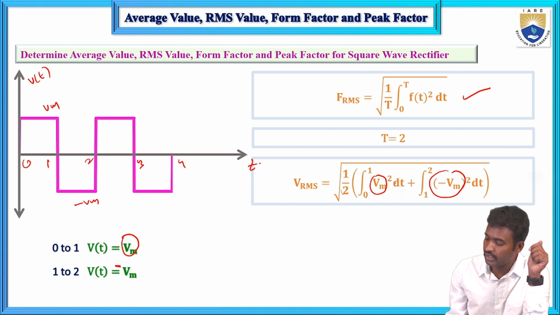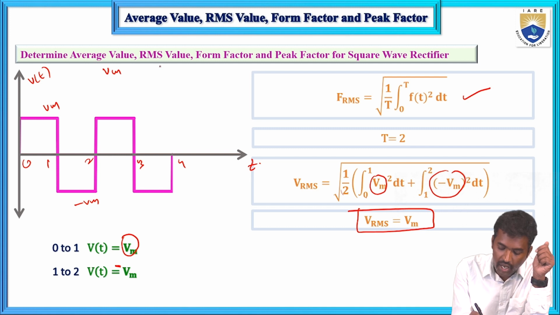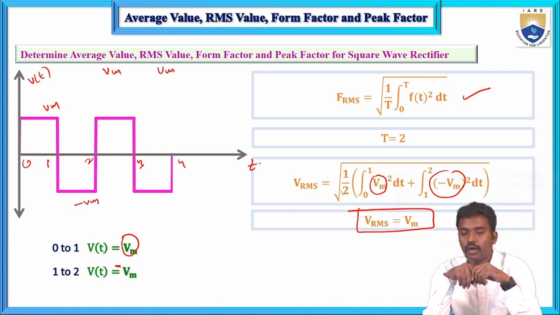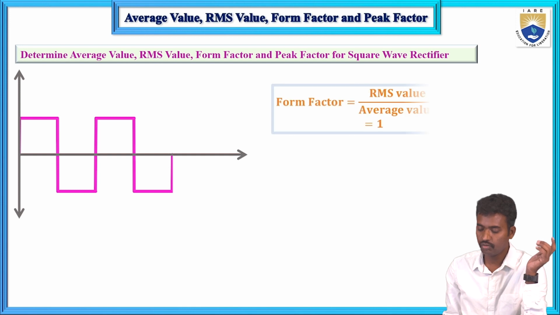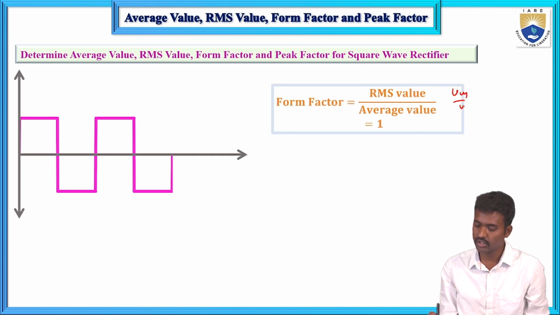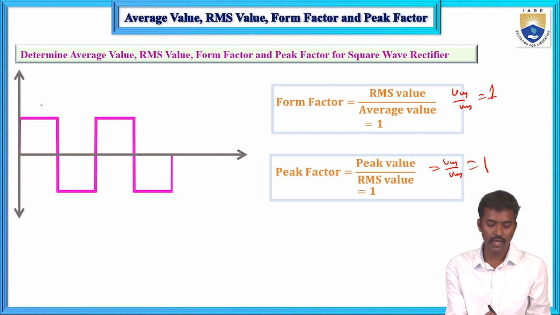Now simplify this one. That is also the same thing, Vm. So this is the Vm average value, and the RMS value is Vm. So the form factor, the ratio of RMS to the average value, is automatically the same. This is Vm and this is Vm, and it gets cancelled. Numerator and denominator are the same, which means the value is 1. The peak factor is also Vm over Vm, which is also 1. The same thing, this maximum value is Vm.